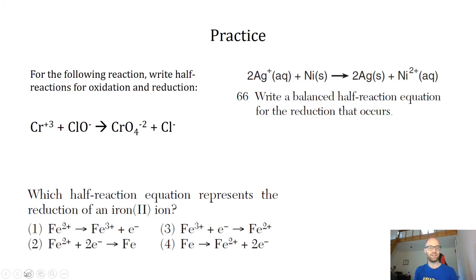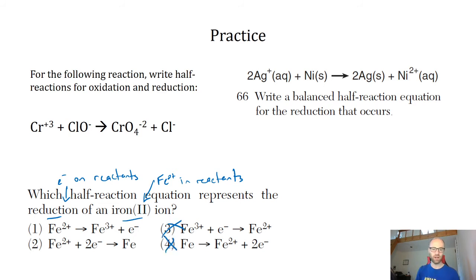I kind of want to start with the one on the bottom, the multiple choice one, because of what I just said. Which half reaction equation represents the reduction of iron 2? So if it's the reduction of iron 2, we know that because of reduction, we're going to see electrons on reactants. And iron 2 means an Fe2+ in reactants. So we can immediately get rid of these two choices because iron 2 is not in the reactants. We can get rid of this choice because iron 2 and electrons have to be in the reactants.